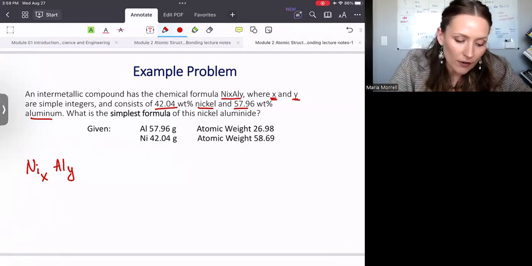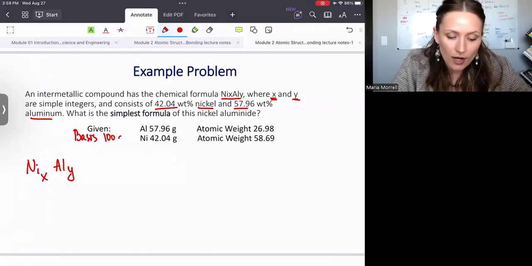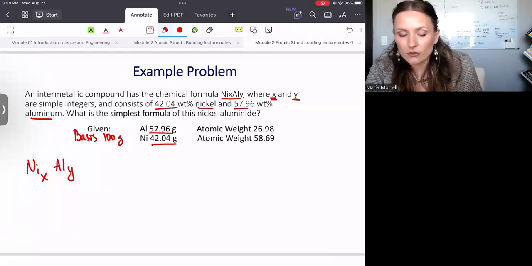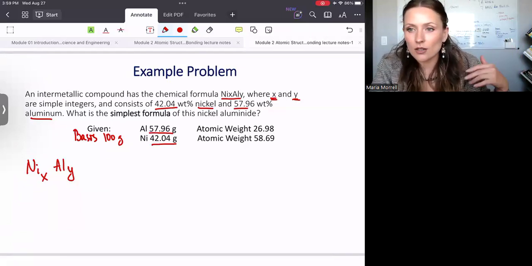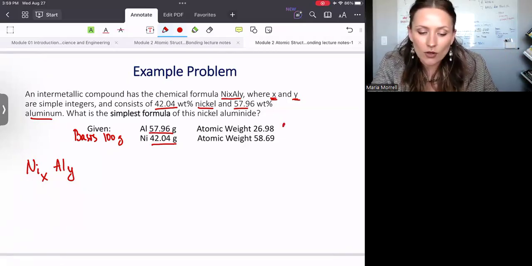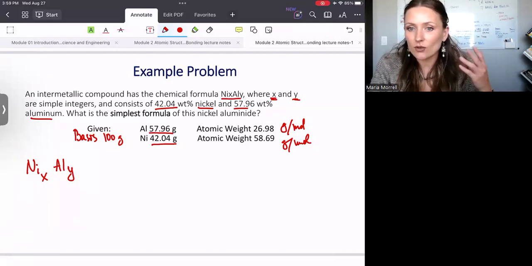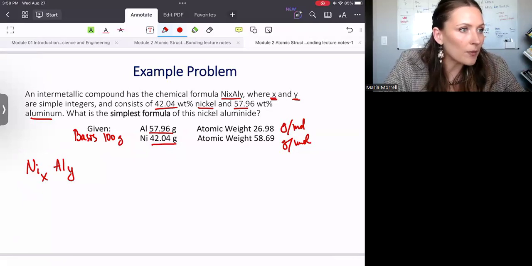Basically, we need to identify X and Y. So, if I consider the basis of 100 grams, then I know that I have roughly 58 grams of aluminum and 42 grams of nickel, right? And they have this atomic weight. Again, instead of using the atomic mass units, I'm just going to right away use gram per mole. The relative atomic mass number is the same. It does not change. It's just the units. And so all I have to do now is find the number of moles, because this is the only way for me to use the chemical formula, because we always operate with moles. So how would I do that?